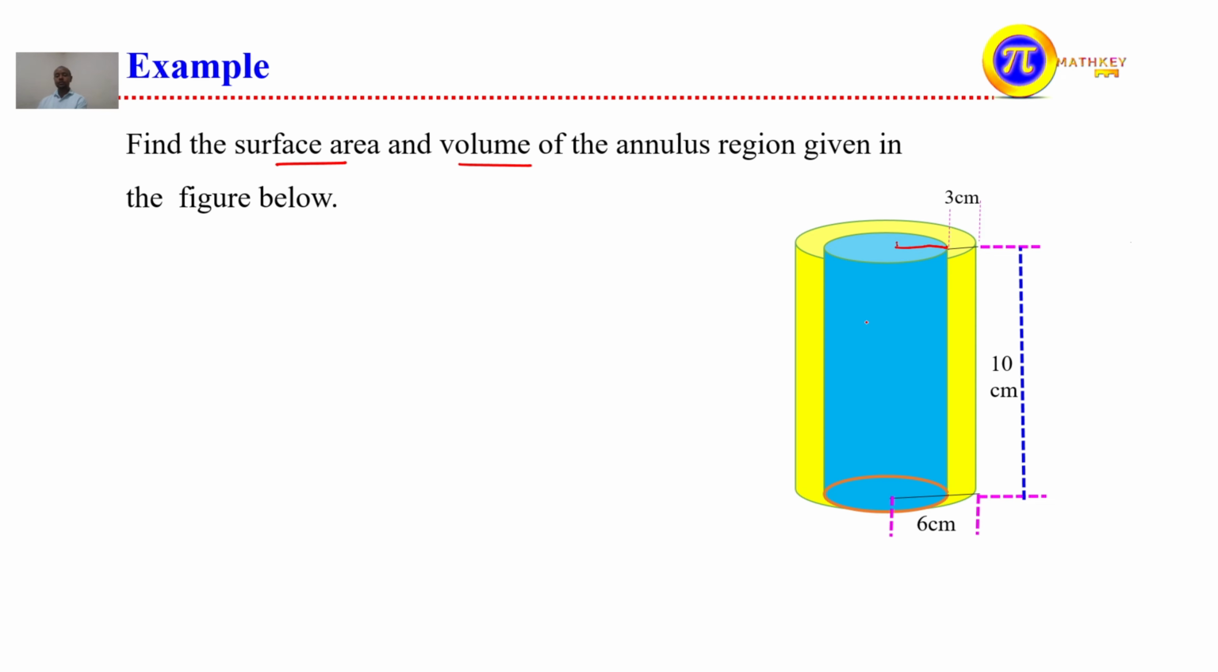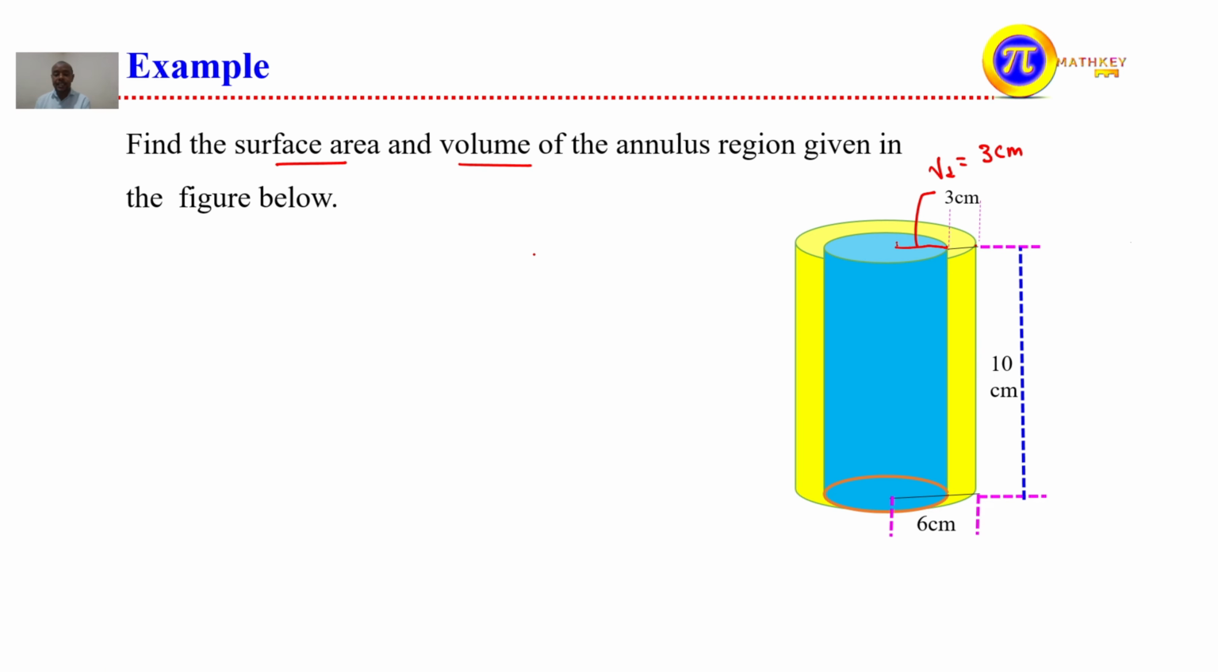From the center of the inner one to the edge of the other curve, in the case of the yellow cylinder, the distance is 6 cm. From the edge of the inner cylinder to the end of the yellow cylinder, the distance is 3 cm. So we can find the radius of the inner one. Let's say r1 is equal to 3 cm, since 6 minus 3 cm is 3 cm.